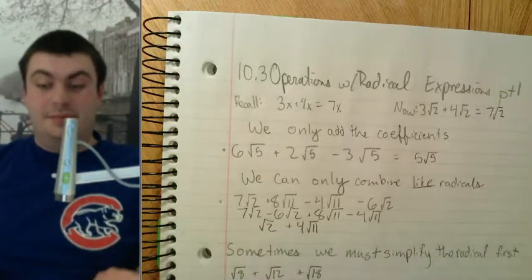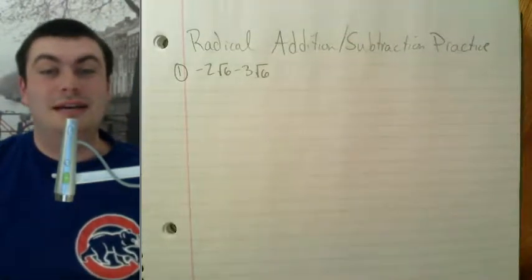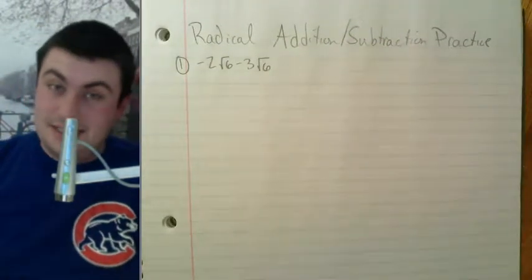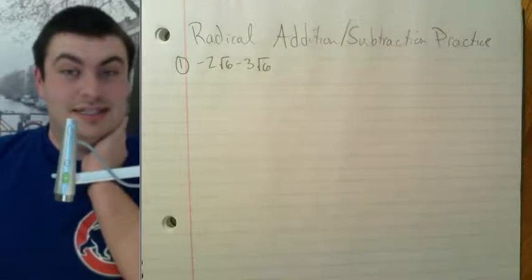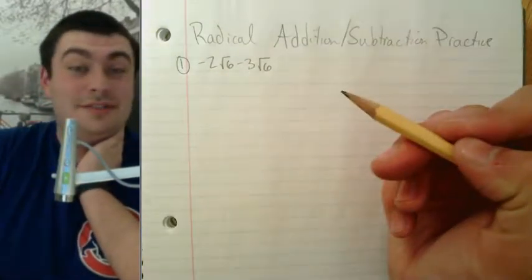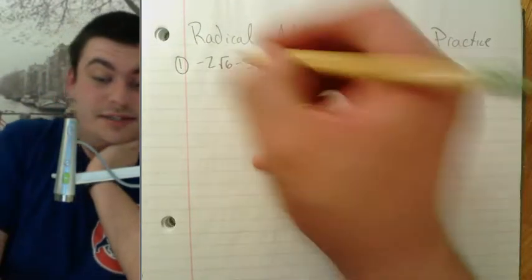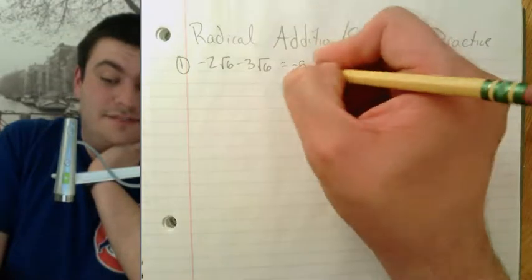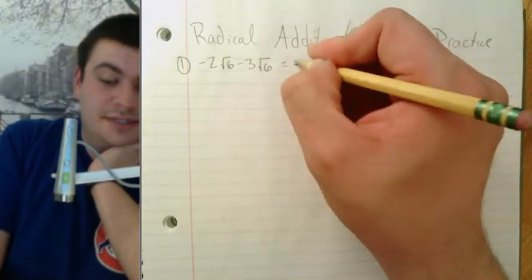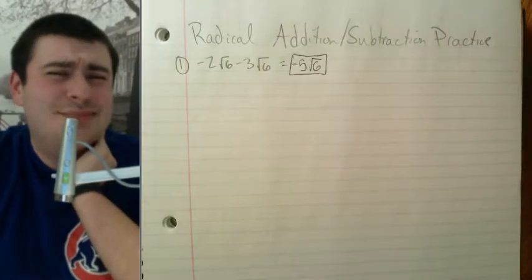Now, on our practice, which is the worksheet radical addition and subtraction practice, found on the website, doing number one, because that's always what I do: negative 2 square root of 6 minus 3 square root of 6. Square root of 6 can't be simplified any further. Negative 2 minus 3 becomes negative 5 times the square root of 6, and that's it. I went through this fast, but I hope we get it.